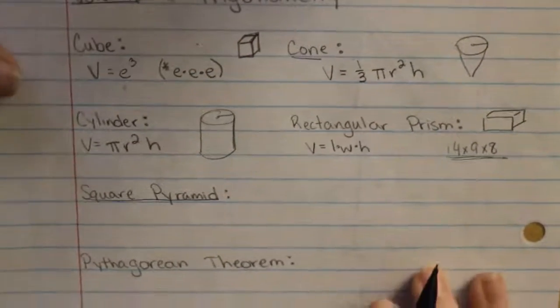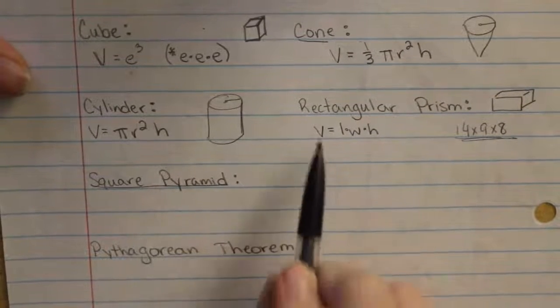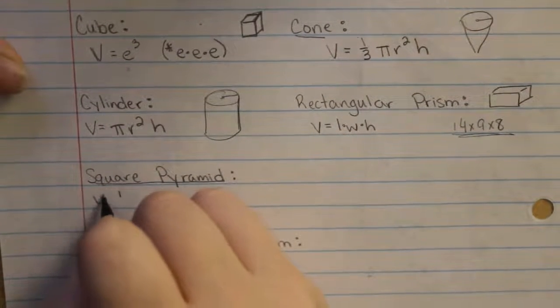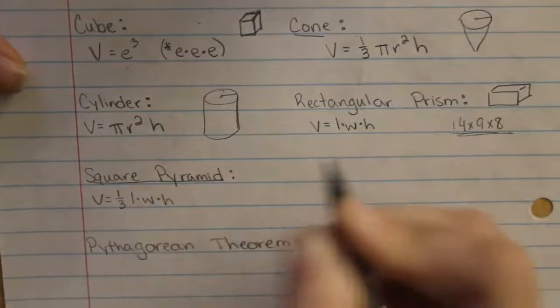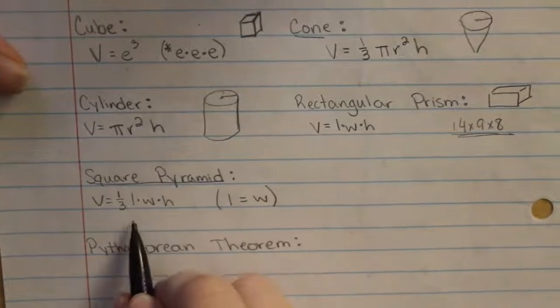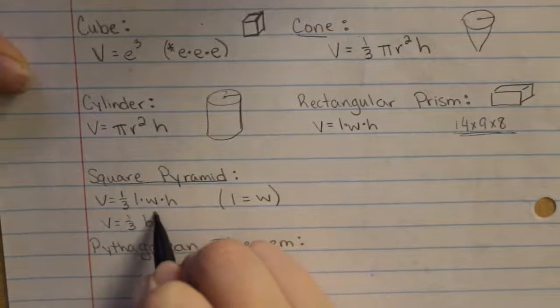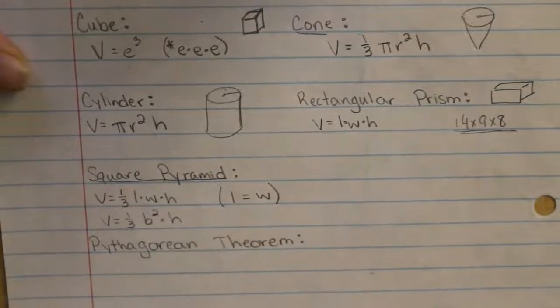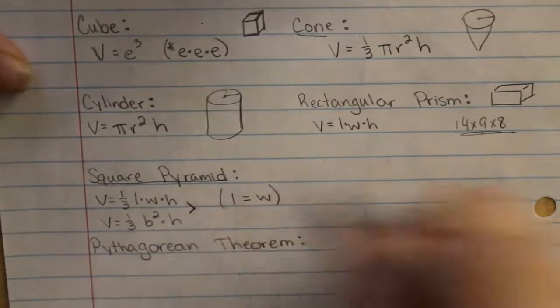Anything like that. Okay? Square pyramid is actually going to be 1/3. Volume equals 1/3 length times width times height. But in this, length actually equals width. So this is going to look more along the lines of 1/3 base squared times height, if that helps. So either of those are the proper way of doing it.